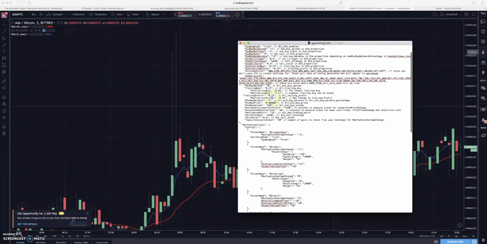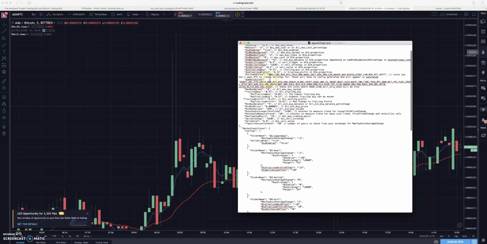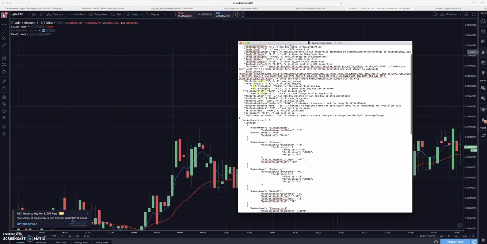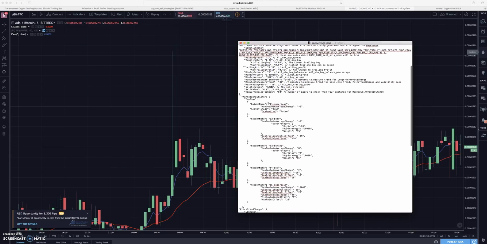Max buy spread, not really important. Trailing buy, the same idea from up here. The DCA trailing buy, we just went over that. But this is for your regular pairs folder. Same with trailing profit.